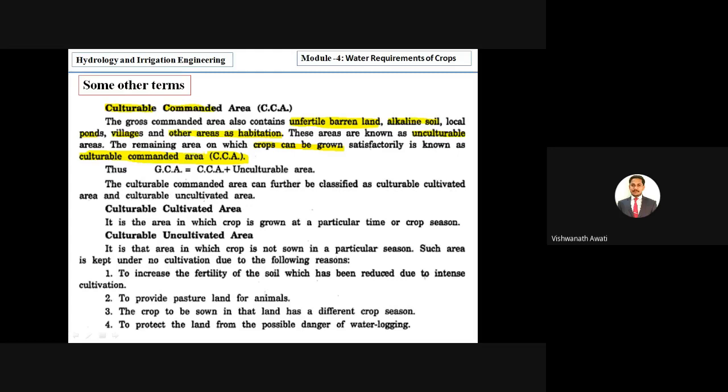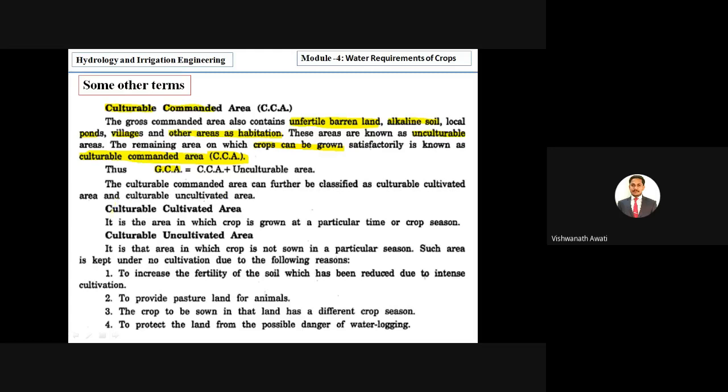Water resource, and the main important thing for agriculture is the culturable commanded area. That is the equation they have given. Gross command area is equal to culturable command area plus unculturable area, right? Then again, the culturable commanded area can be further classified as culturable cultivated area. Again, it is discussed in detail.